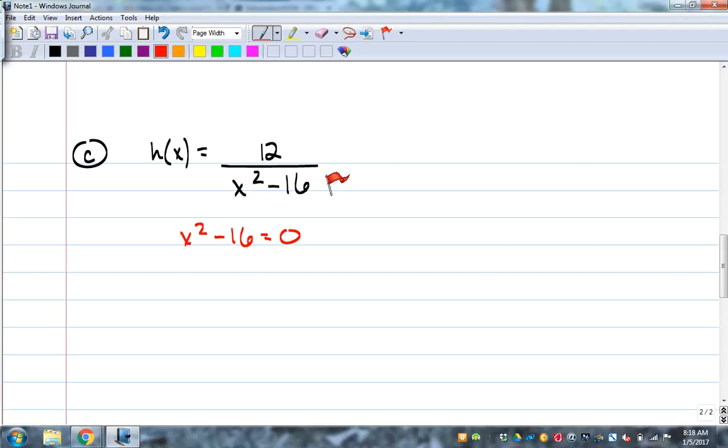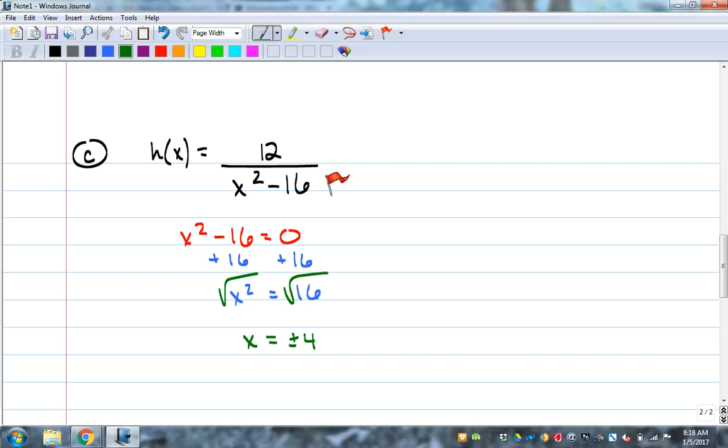Anybody remember how to solve that? Add 16 to the other side and square it. Okay, that will work. That's one way to do it. Anybody know another way? I like this way. This is the way I would do it. So what are my answers? Just 4? Positive and -4, so plus or minus 4. So we get two values for x that can't be used. Okay, so why is it plus or minus anyway?